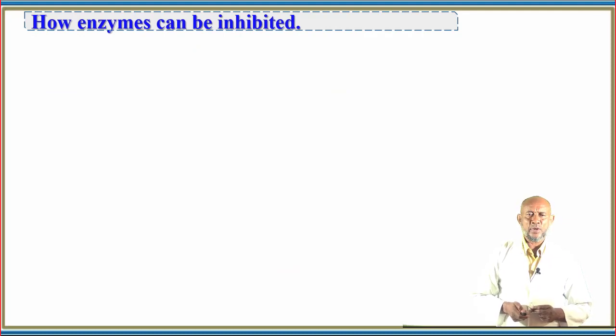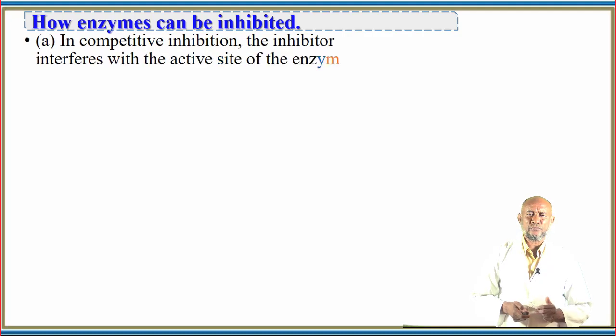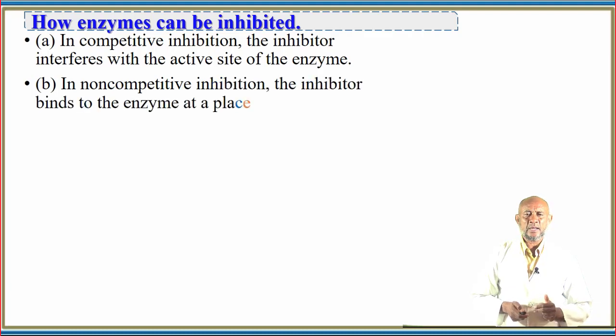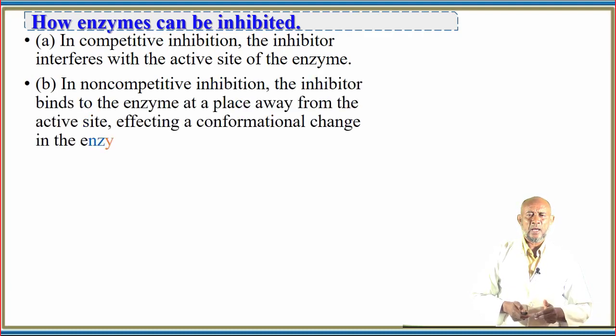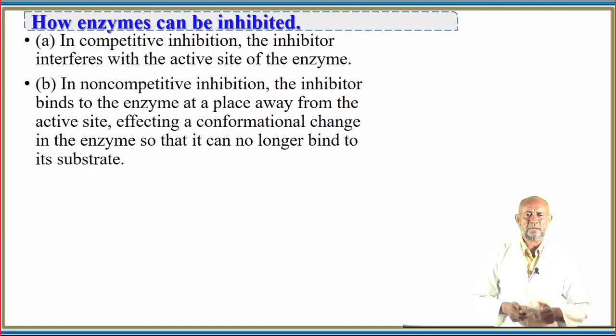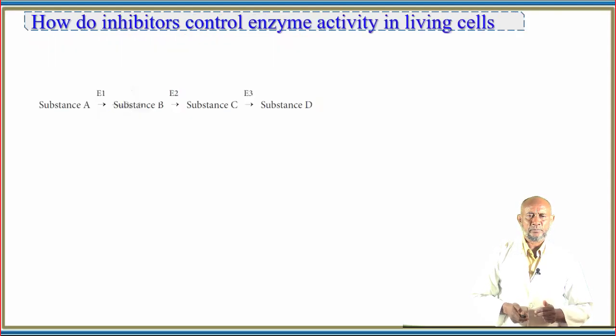How do enzymes behave with a competitive inhibitor? The inhibitor interferes with the active site of the enzyme. And in a non-competitive inhibitor, the inhibitor binds to the enzyme at a place away from the active site, causing a conformational change in the enzyme so that it can no longer bind to its substrate.